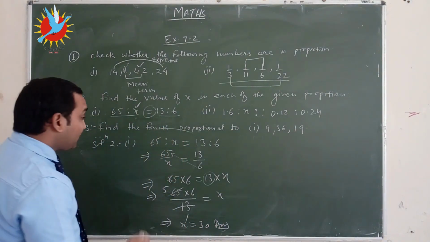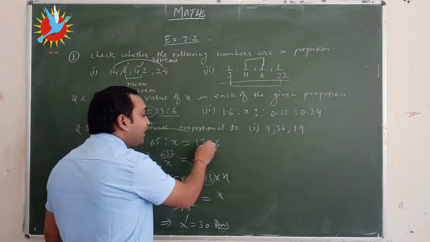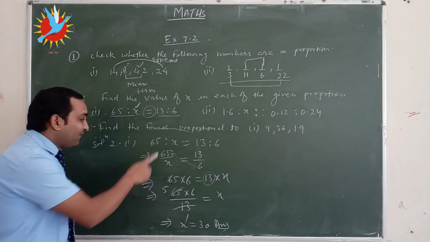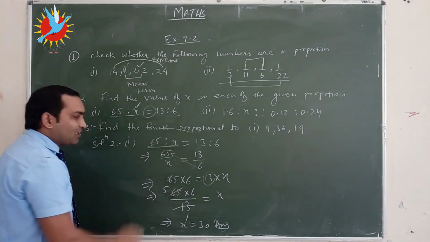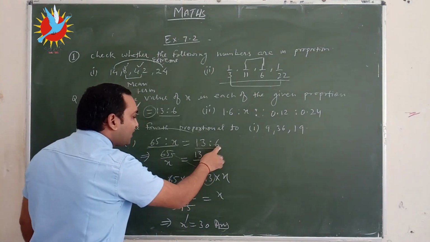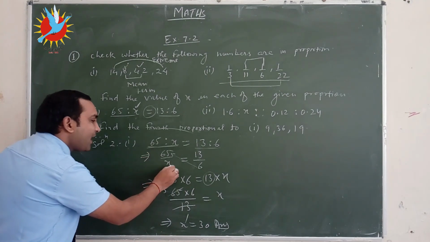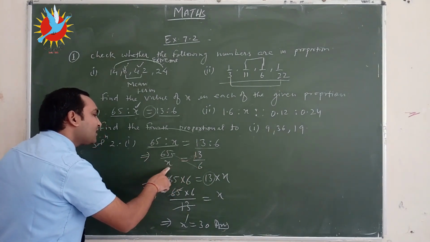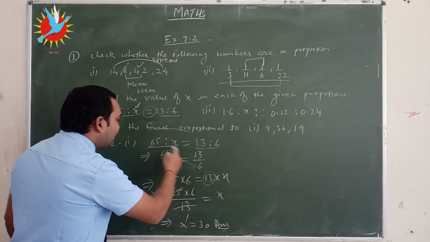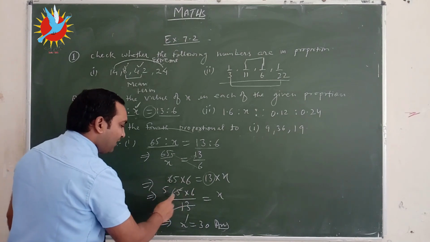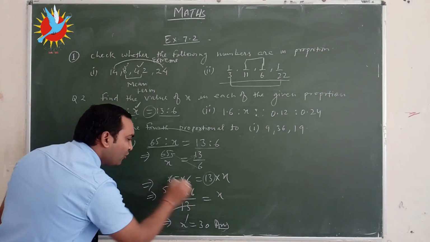How can we find it? Once again, we see here 65 is to x is equal to 13 is to 6. We have to find the value of x. First we write the ratio in fraction form. This 13 is to 6 will be 13 upon 6, and this is 65 upon x. By cross multiplication, x into 13 is equal to 13x, and here 65 into 6. Either we multiply this or leave it the same, 65 into 6.